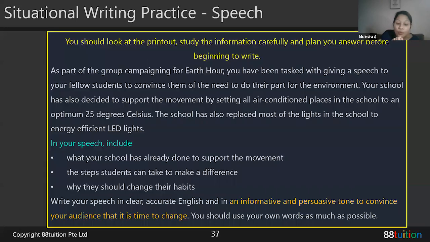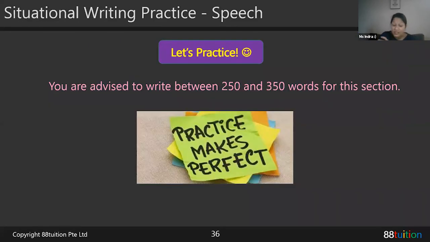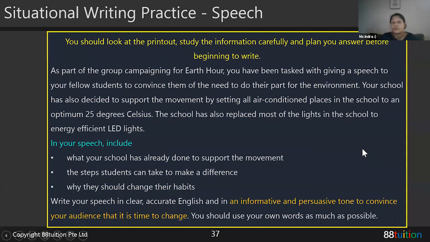Okay, now we'll go through what you've actually done for your pre-class notes, right? If you had a look at it. Okay, let me just briefly go through. As part of the group campaigning for Earth Hour, you've been tasked with giving a speech to your fellow students to convince them of the need to do their part for the environment. Okay, your school has also decided to support the movement by setting all air-conditioned places in the school to an optimum 25 degrees Celsius, right? The school has also replaced most of the lights in the school with energy-efficient LED lights. Okay, in your speech, include what your school has already done to support the movement, the steps students can take to make a difference, and why they should change their habits.